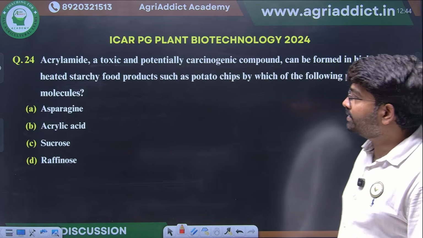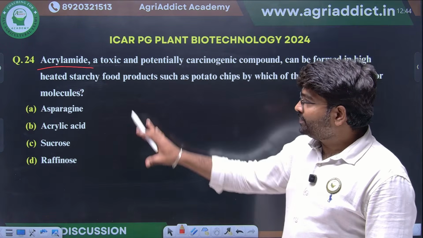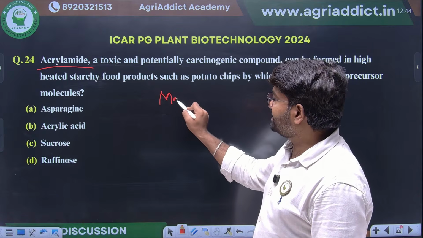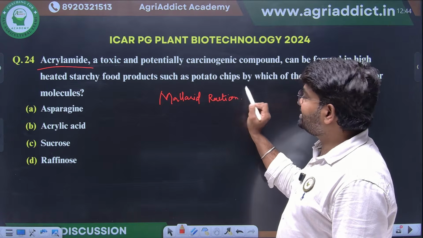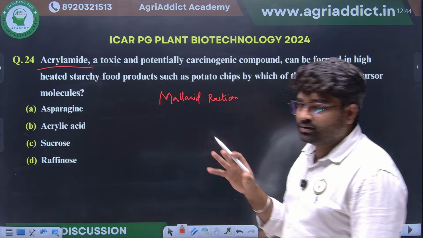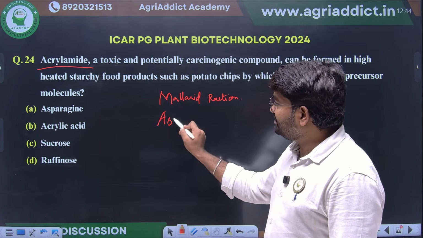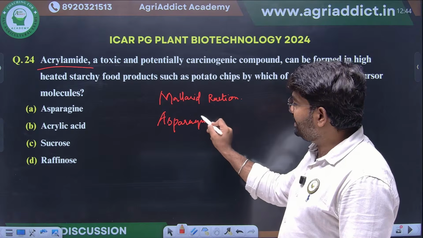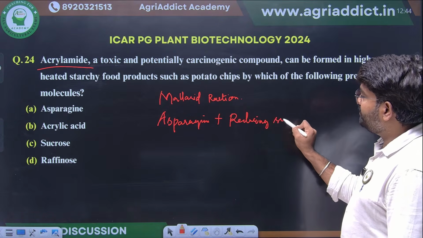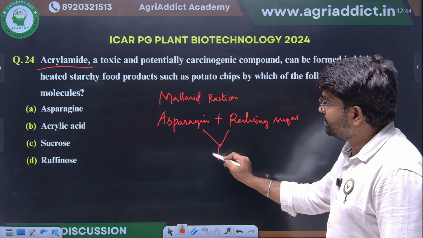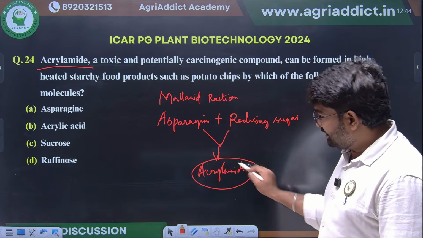Excellent. Next, they asked about acrylamide. What will this acrylamide do? This acrylamide is formed by the Maillard reaction. You just remember it forms by the Maillard reaction. If we are cooking or roasting for a long time, the amino acid asparagine present in the proteins will bind with the reducing sugar, and that will lead to the formation of acrylamide. This is one of the neurotoxin compounds. So this is the simple concept.